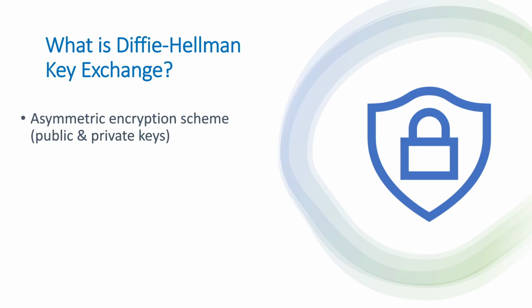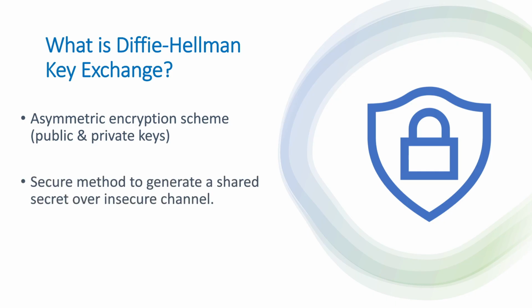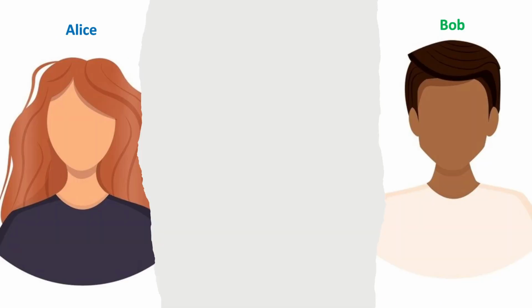It's an asymmetric encryption scheme, which means it uses a public-private key pair, and it is used as a secure method to generate a shared secret over an insecure channel, like the internet, for example. It's sometimes abbreviated DHKE, or Diffie-Hellman Key Exchange. And yeah, let's jump into it.